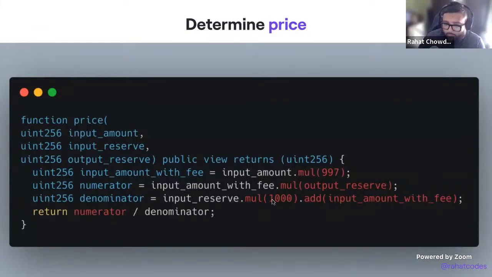So that's why you see these numbers like 1,000 and 997. 997 over 1,000 is about 0.3%. Because Solidity does not like decimal numbers, we have to do this in a weird way where you have 997 out of 1,000 to actually get that proper percentage. But essentially, what we're doing is saying that there's going to be a fee tacked on to this price that's going to be put into the reserves of the contract.